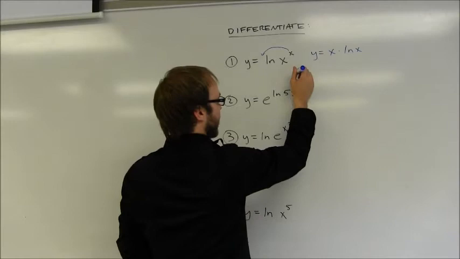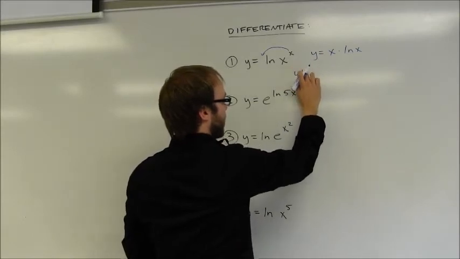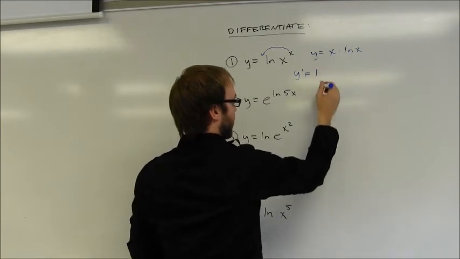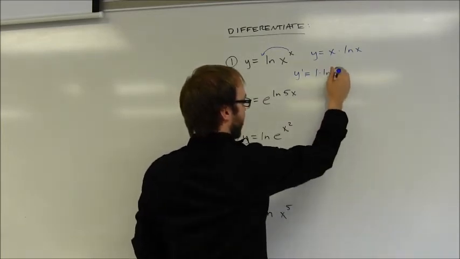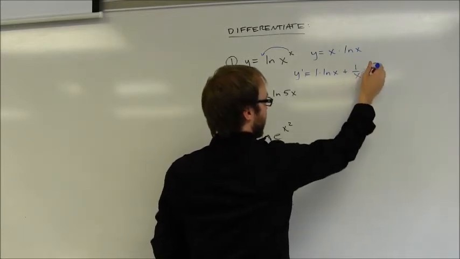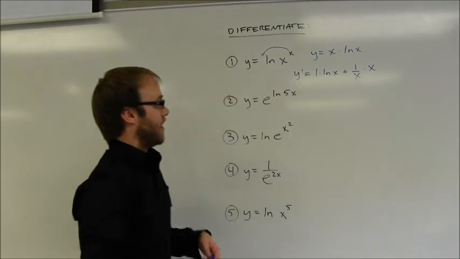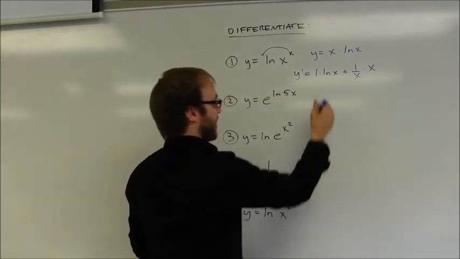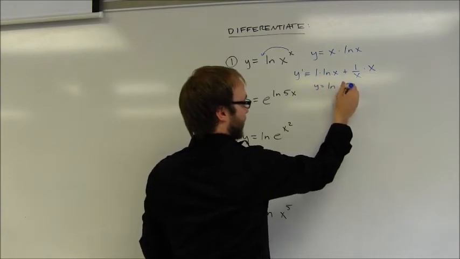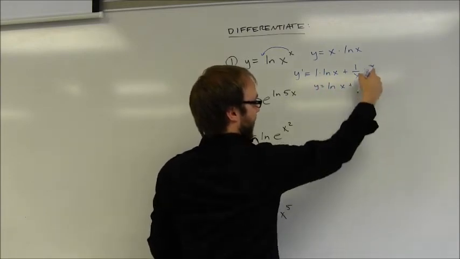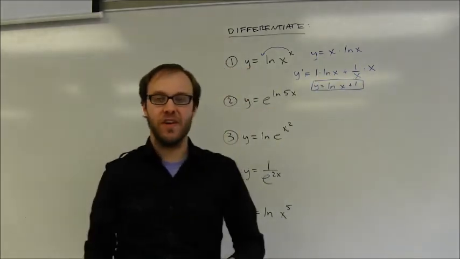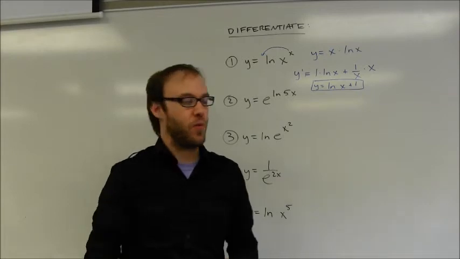So I can find y prime by taking the derivative of the first value, 1, times the second, plus the derivative of the second times the first. I do get a little bit of simplification in this case. This is going to end up being y prime equals the natural log of x plus, notice this is x over x here, which just ends up being 1. So a relatively simple derivative once you write it into a different form.